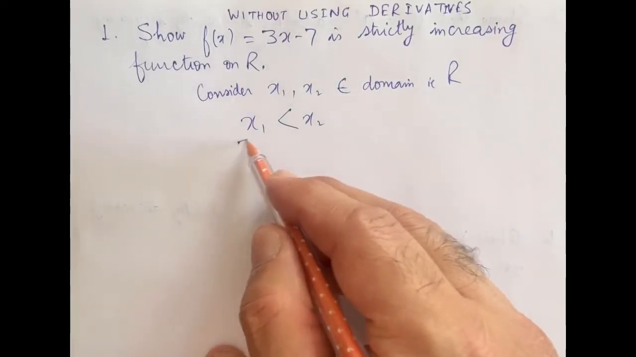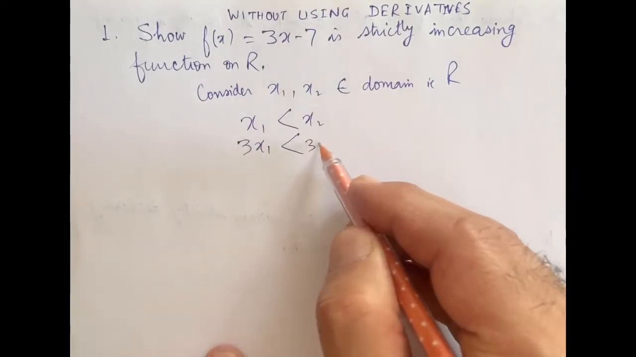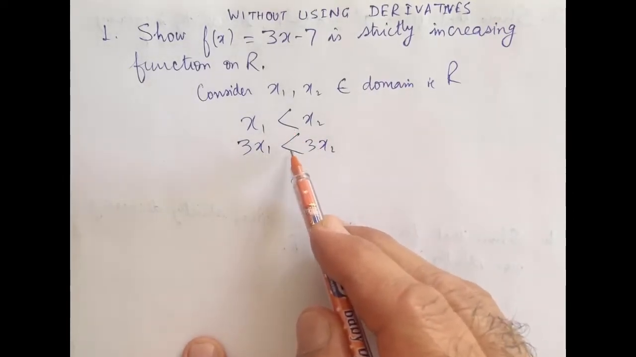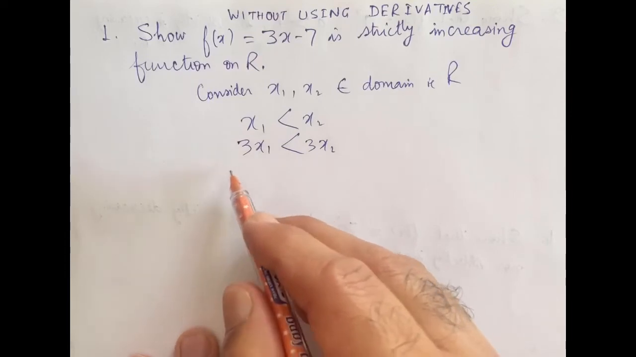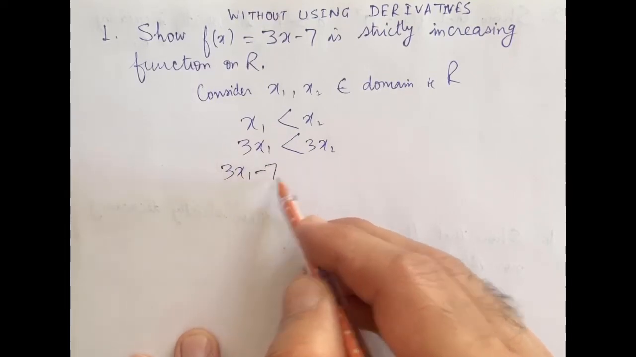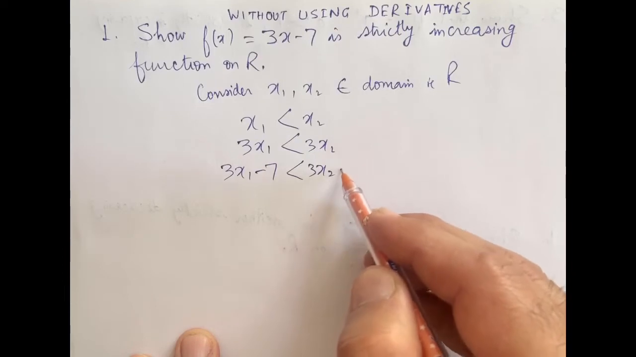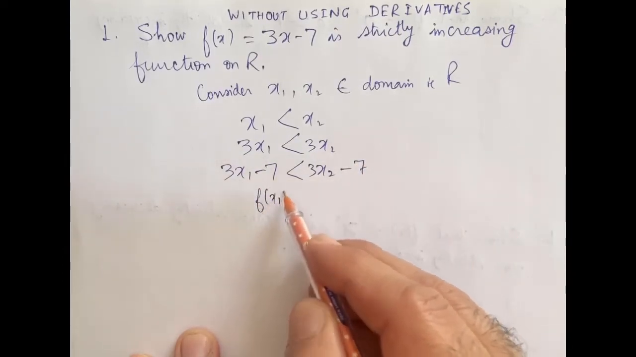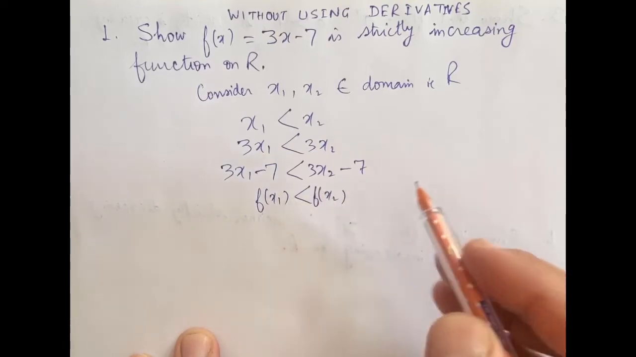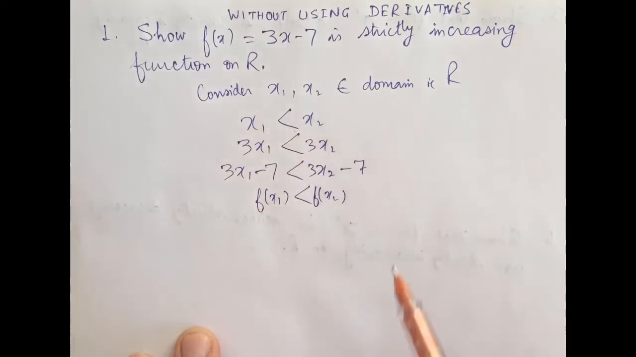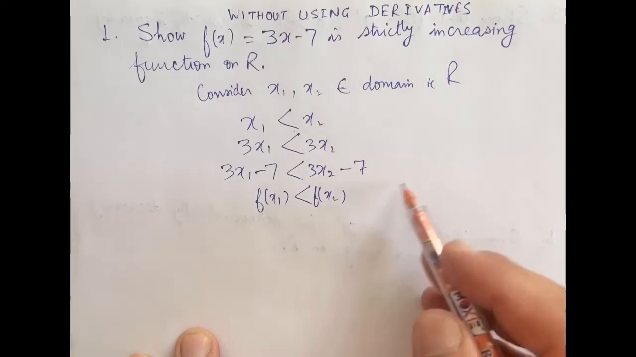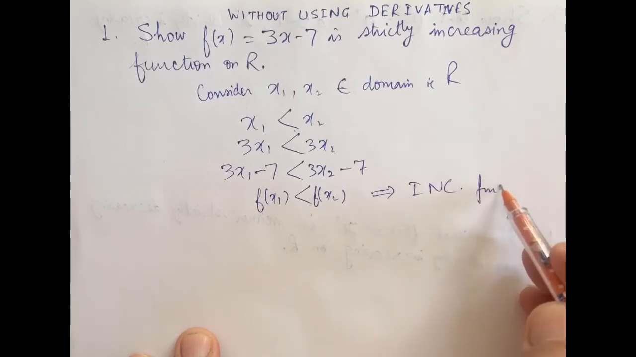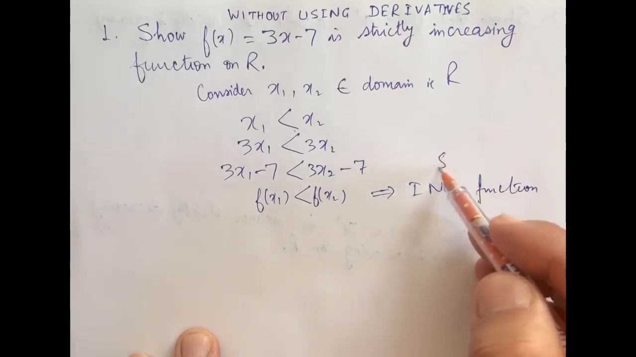Multiplying both sides by 3, we get 3x1 less than 3x2. On multiplication by a positive number, the sign of inequality remains the same. Next, subtracting 7 from both sides, we get 3x1 minus 7 less than 3x2 minus 7. This is f of x1, this is f of x2. So from x1 less than x2, we have proved f of x1 less than f of x2. So this means it's an increasing function. This is strictly increasing function.